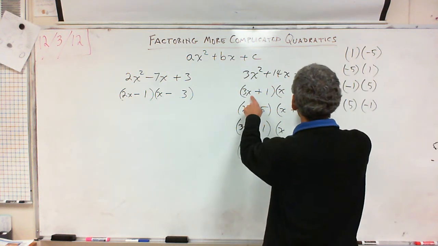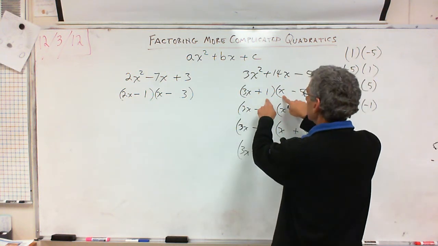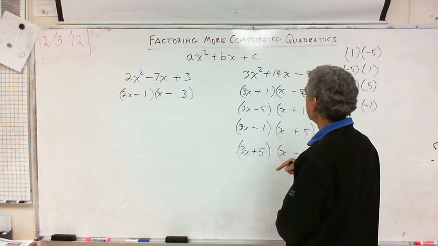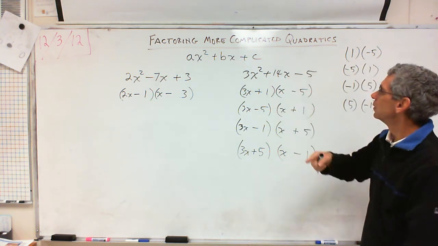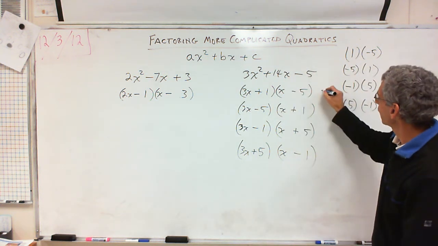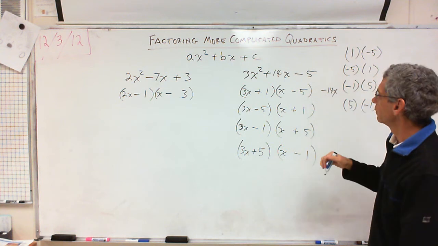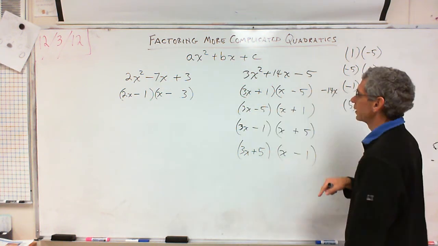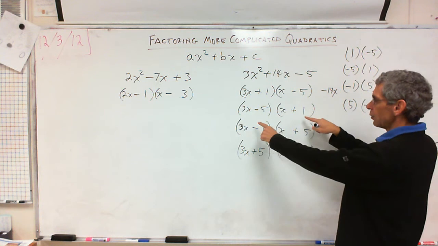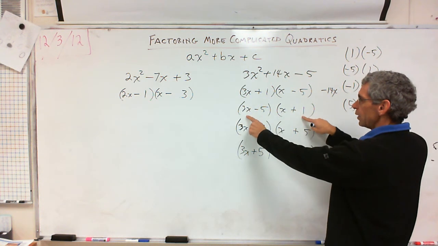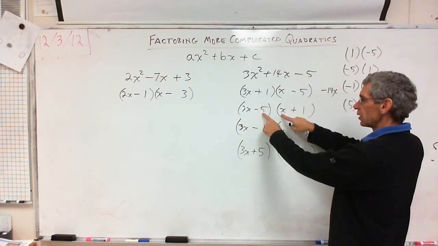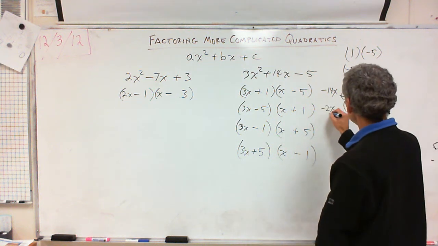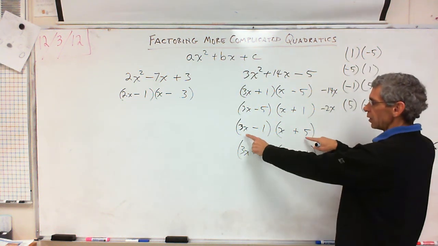So outside, negative 15x plus 1x, negative 14x. But it's positive 14x. This one came out to negative 14x, right? Negative 15x plus 1x is negative 14x. Bummer. Okay, so now we're going to try this one. 3x minus 5x. 3x minus 5x is minus 2x, right? That doesn't work. So now we'll try this one.